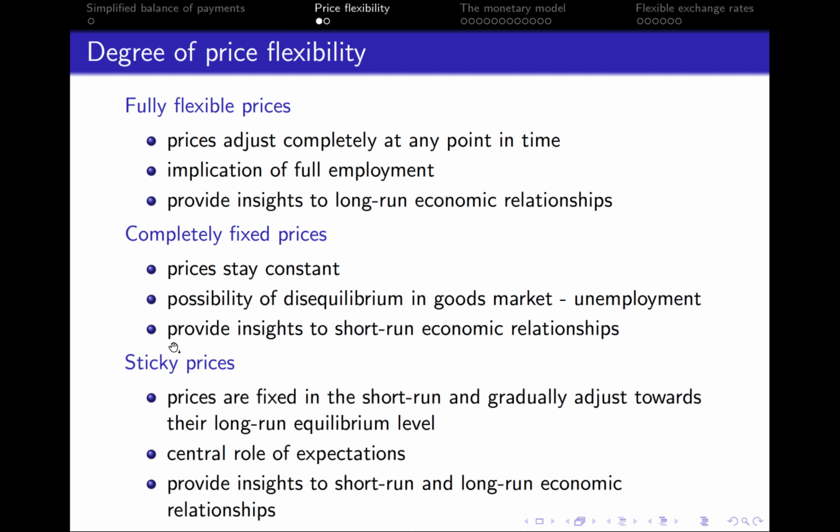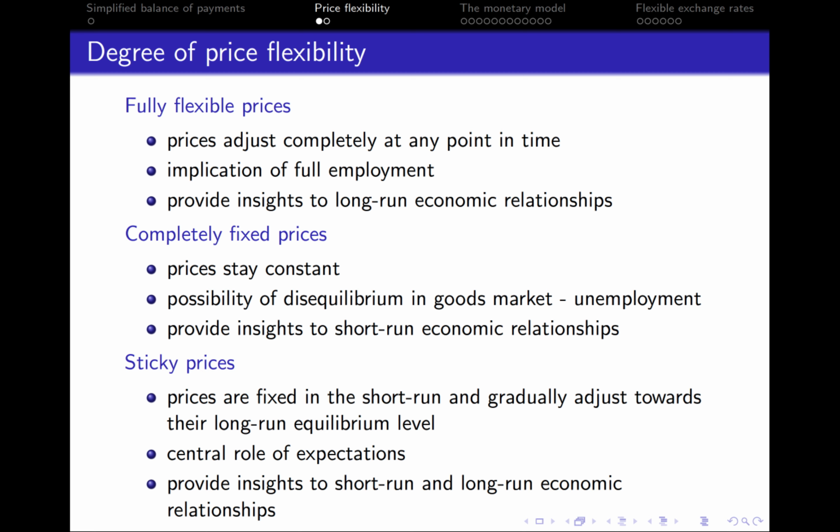And in this circumstance, they will be providing insights into both short and long run economic phenomena. And as you will see a little bit later, when we talk about sticky prices, the central role is taken by price expectations. Okay, so now that we know the three possible cases, which case are we going to focus on?